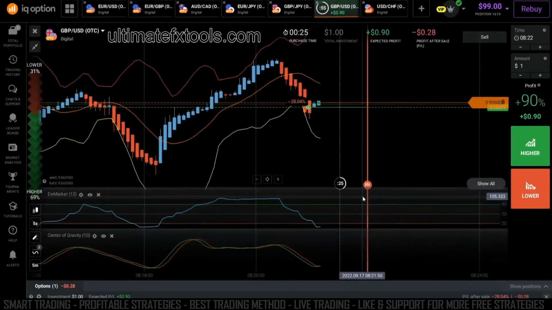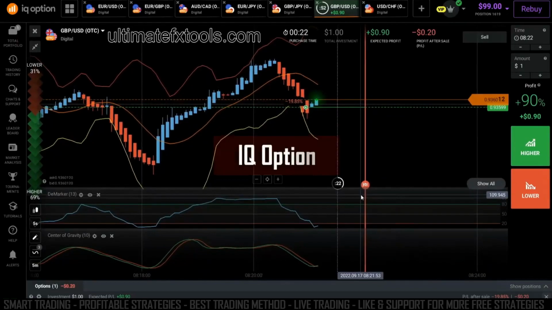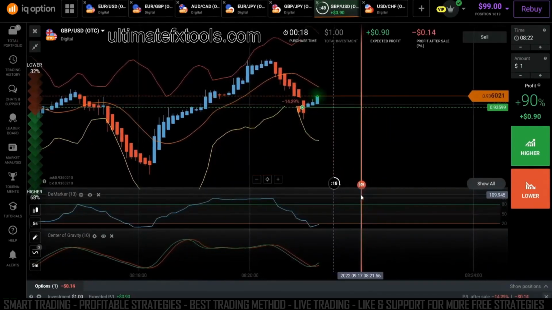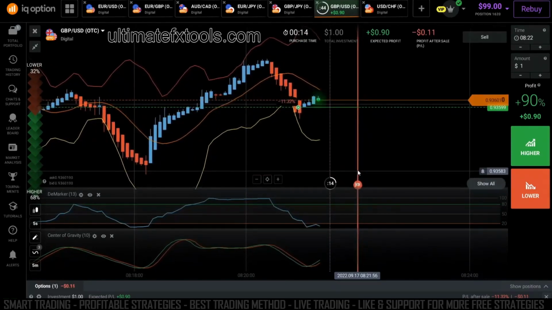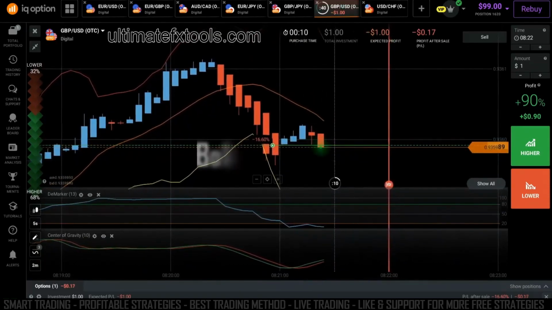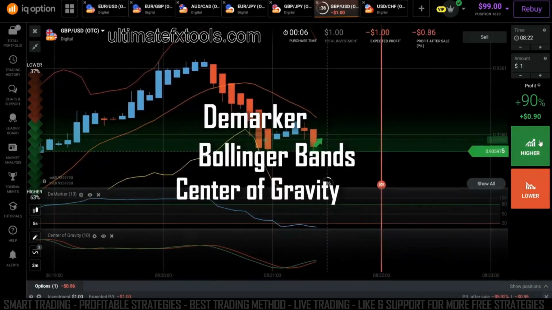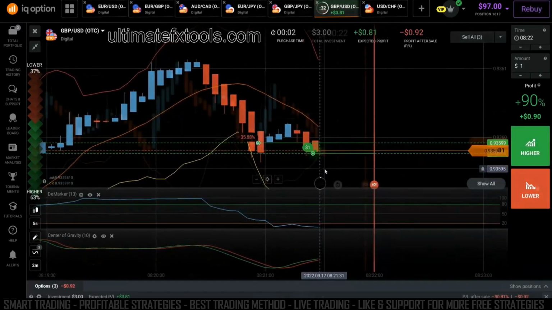Good day, fellow traders. Today, we are excited to delve into IQ Option trading on a tournament account. We can effectively identify favorable trading opportunities in a fast-paced tournament environment by utilizing three powerful tools, namely Bollinger Bands, DeMarker, and Center of Gravity. These tools have proven invaluable in our quest to spot lucrative trades.